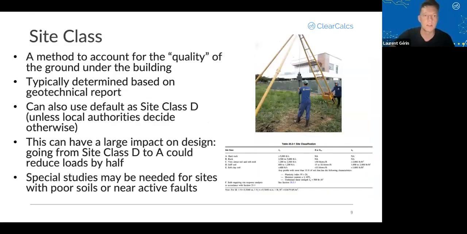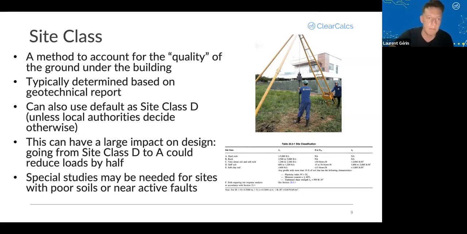Okay, next we're going to look at site class. So what is site class? It's a method by which we want to account for the quality of the ground under the building. And the way we'll typically do that is it's determined based on a geotech report. We can use the default site class D. So you'll see this pretty often. If you don't have a geotech report, and that might happen, for instance, for a small residential project where it's pretty hard to justify the cost of a geotech report, you'll use site class D.